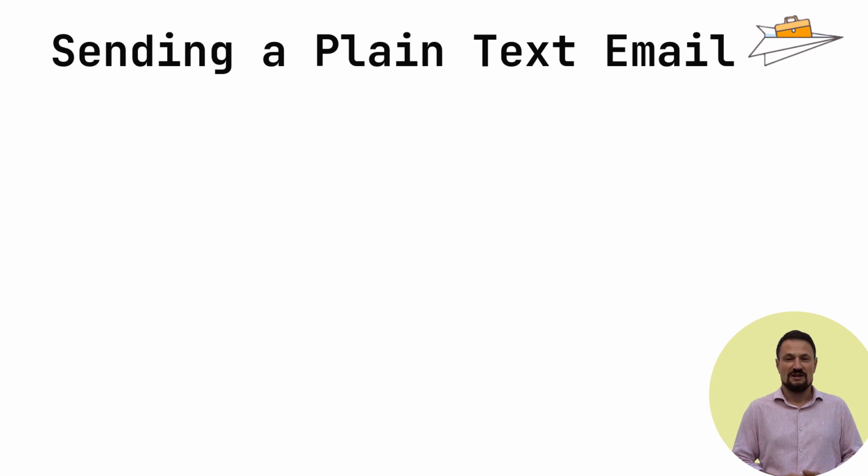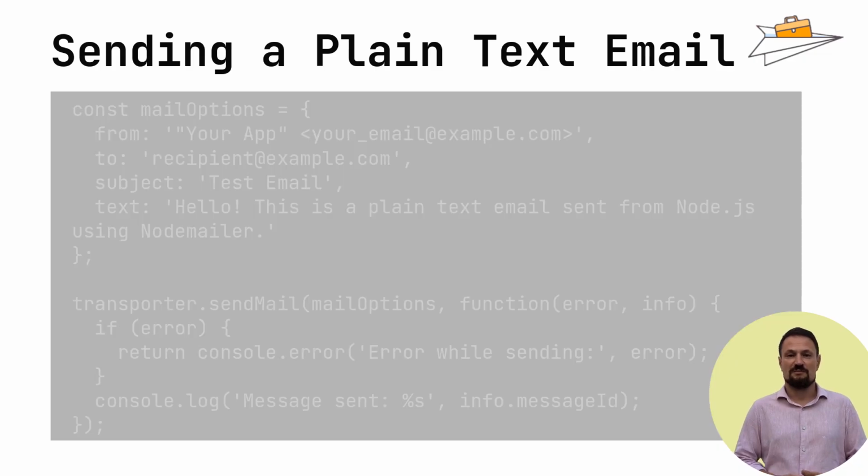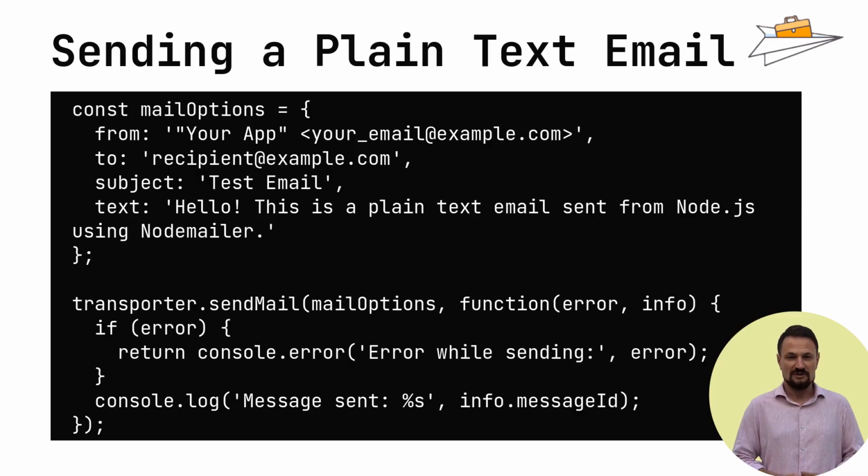Now let's look at three kinds of emails: plain text, HTML, and email with attachments, and learn how to handle errors properly. We'll start with sending a plain text email. This is ideal for alerts or logs. Here's the basic setup. In this code, from is your verified sender address, to is the recipient's email, subject is a subject line, text is a message body plain.